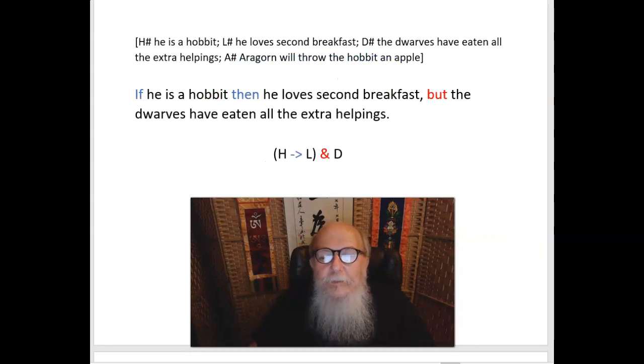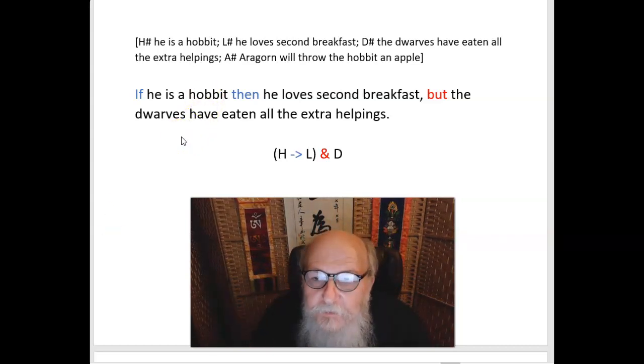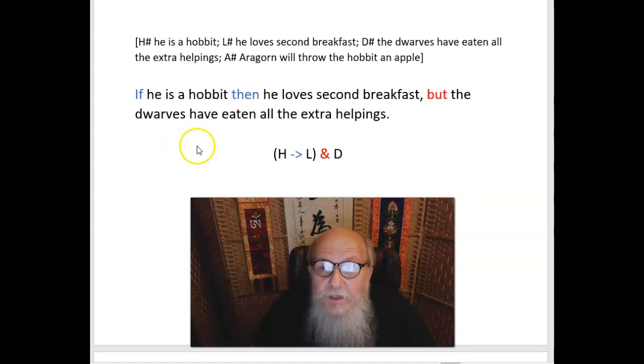Recall that time in the ancient histories of Middle-earth when the dwarves came thinking Bilbo was a burglar. Of course, Gandalf had set him up. And the dwarves started eating poor old Bilbo out of house and home. Remember? If he's a hobbit, then he loves second breakfast. But the dwarves have eaten all the extra helpings. Right? So we make ourselves a dictionary. I've got a longer dictionary here because we're going to be looking at some other things too. But he's a hobbit. He loves second breakfast. And the dwarves have eaten all the extra helpings.